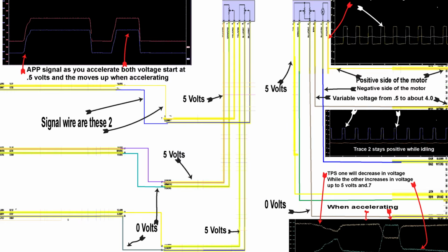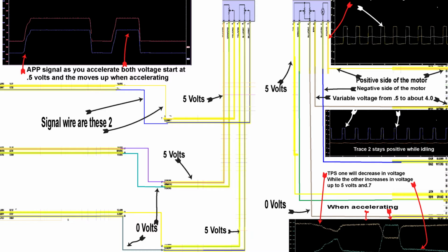Now testing your APP and your TPS, as you can see, when you accelerate, your APP voltage goes up and then comes back down. Both 1 and 2 traces are the same. On your TPS, you can see that your TPS 5 volt goes down to 2 volts and your 2 volts goes up to 5 volts. So they do the opposite way.